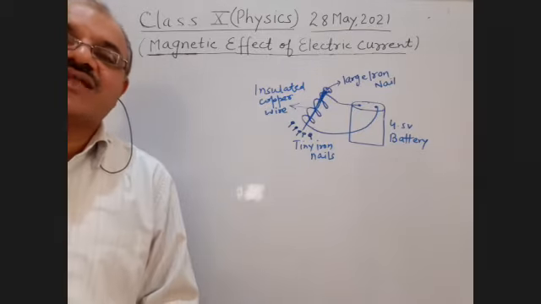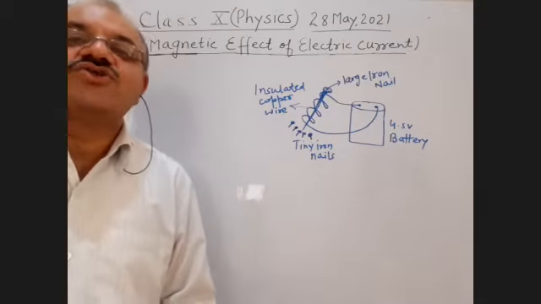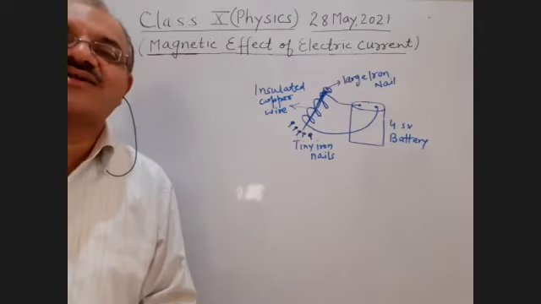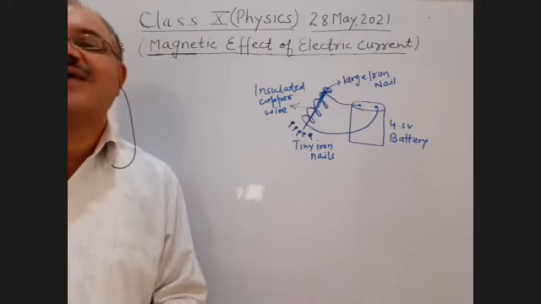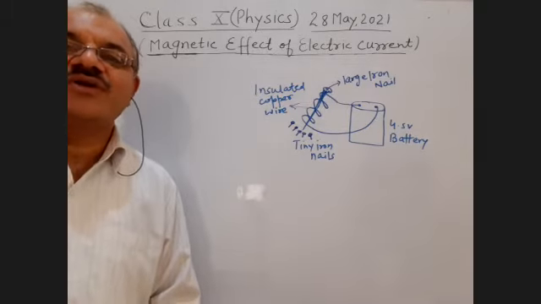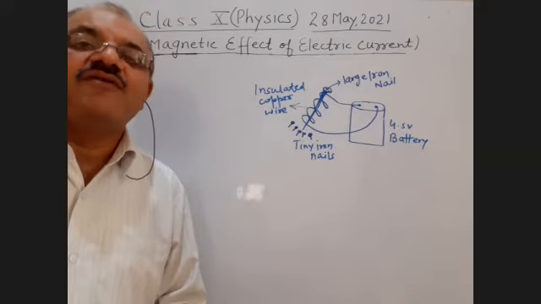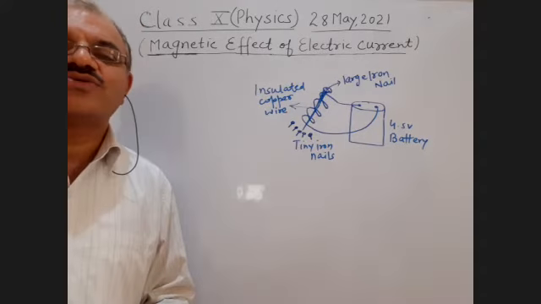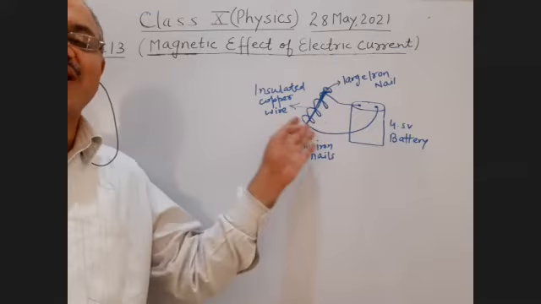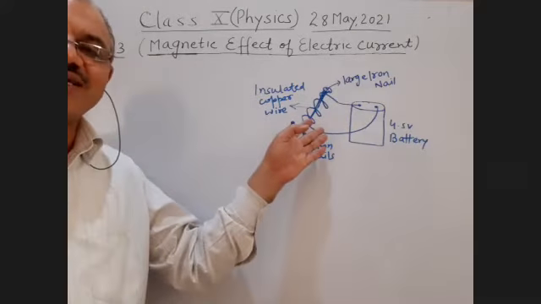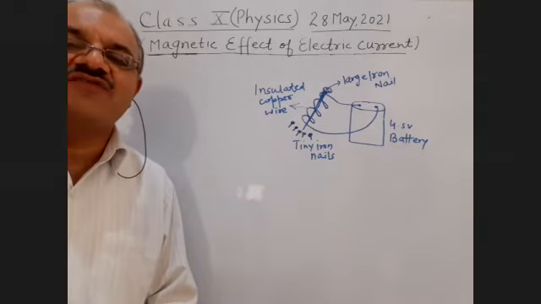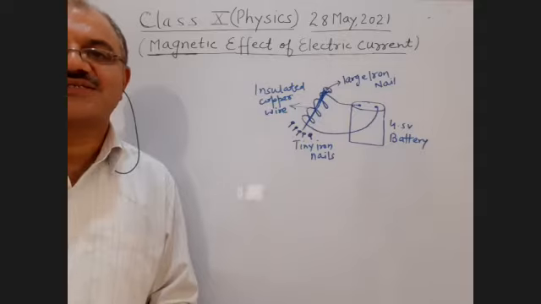This lesson is also very interesting. We will study how we can pass electric current through a conductor and how it behaves as a magnet. We will study the phenomenon of electromagnetism in this lesson. When we pass electric current through a conductor or wire, a magnetic field is produced around that conductor.